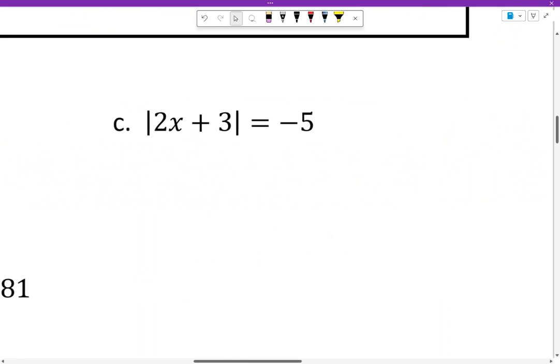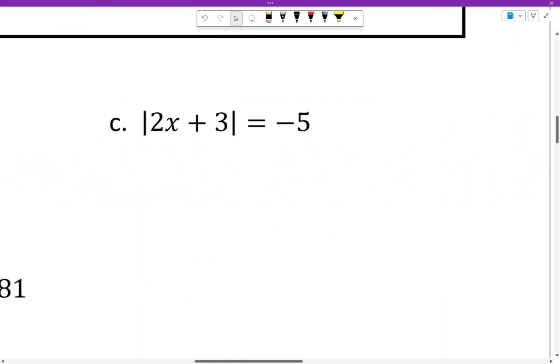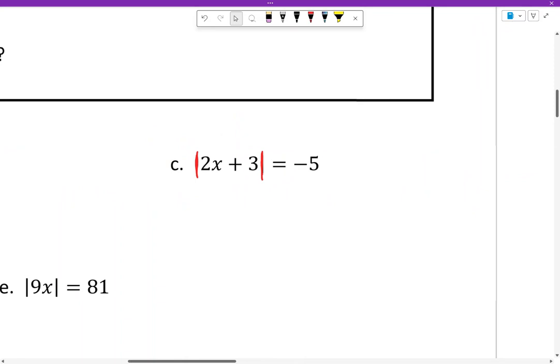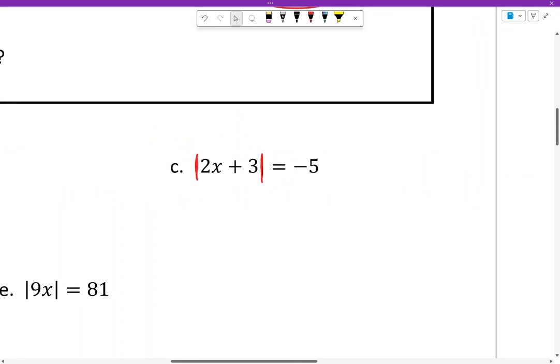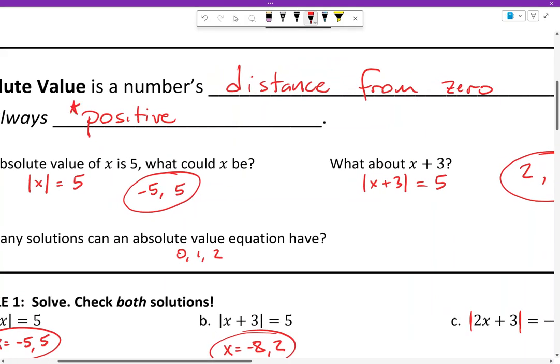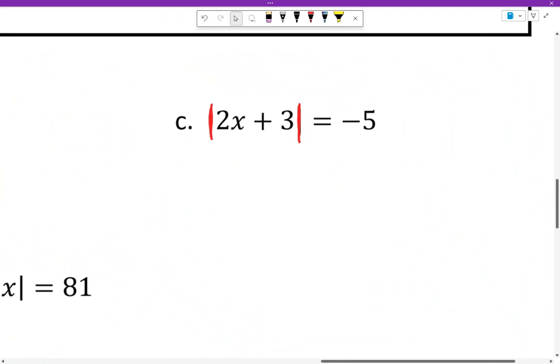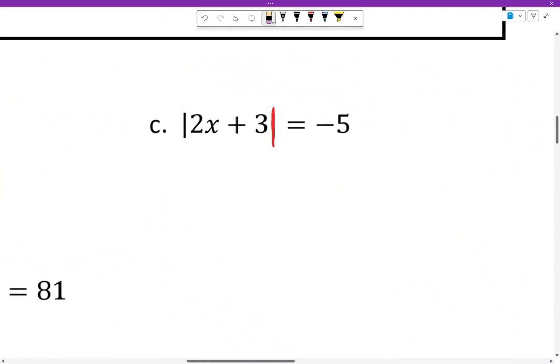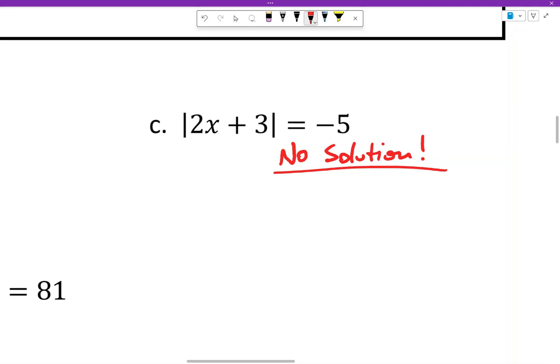Okay, example C, the absolute value of 2x plus 5 equals -5. Now, here is something to watch out for. This absolute value, whatever is in here, I'm looking at the absolute value of that, the distance from 0, and absolute value is always positive. So this can never equal -5. And so we have no solution here. There is no number for x that can make that equation true.